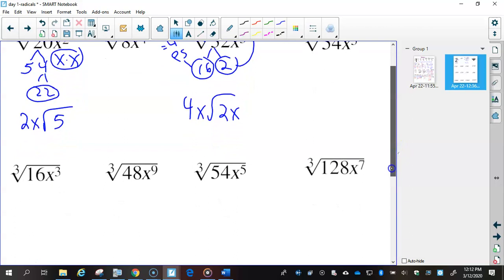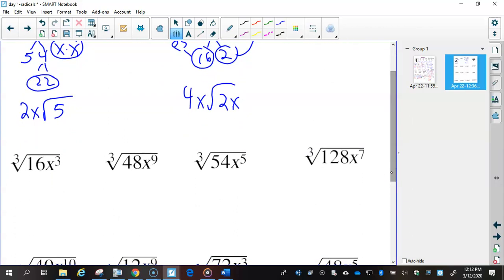Right? You will have some time to work through some of these here in a second. Just like with your variables, when you have cube roots, you need groups of 3. Your numbers also need groups of 3.